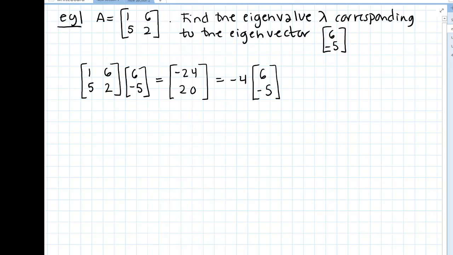So that tells us that we have exactly what we're looking for, right? So maybe let's call this vector v. So we have A times v is the same thing as -4 times v. And so that tells us that lambda, our eigenvalue, is equal to -4. So it's just this scaling factor. And so far, the way we're doing it, you have to already know what the vector is to figure out what that eigenvalue is.